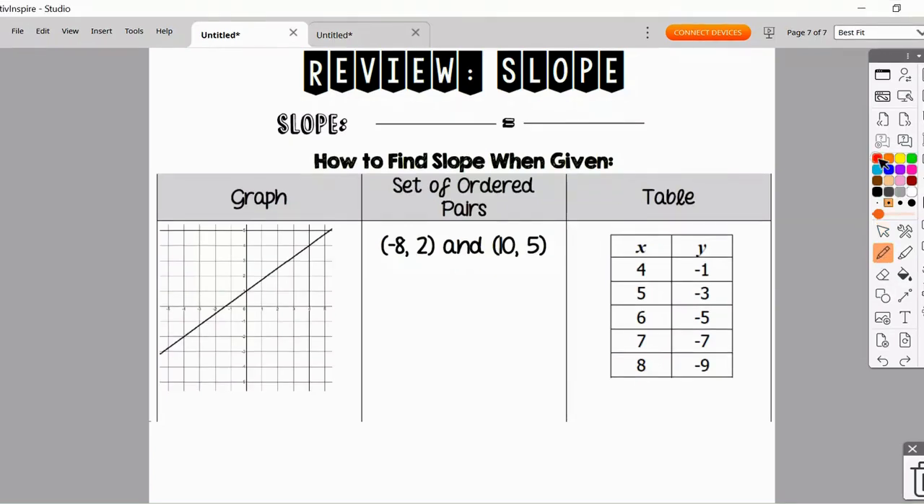Now let's do a recap on what we learned so far before moving forward here. A review on slope. Slope is going to be our rise over our run here, also known as the slope formula of y2 minus y1 over x2 minus x1. We can use both of those to have us solve all of these here. On the graph, we just did that.